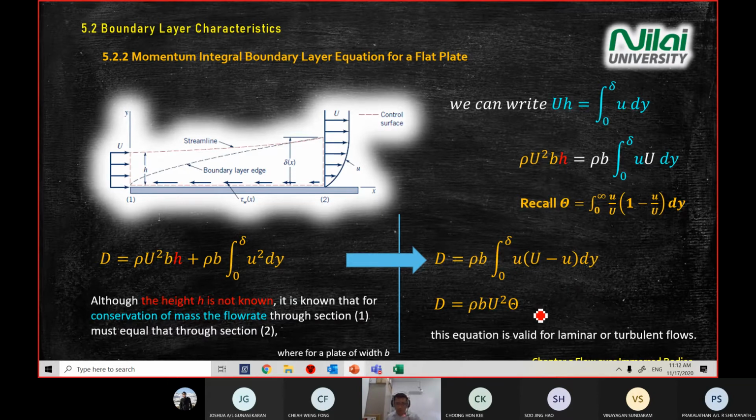Any question for question 17 on the momentum integration equation? This is how we get the equation. If no, then we look at one example in question 18. All right, question 18.